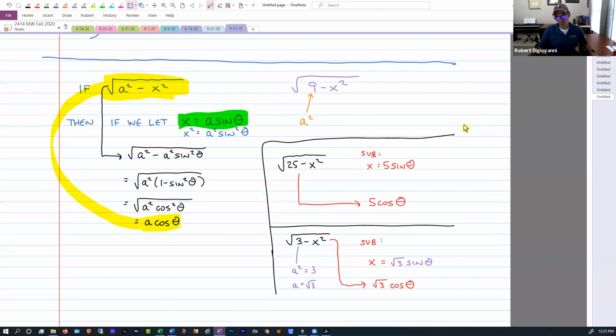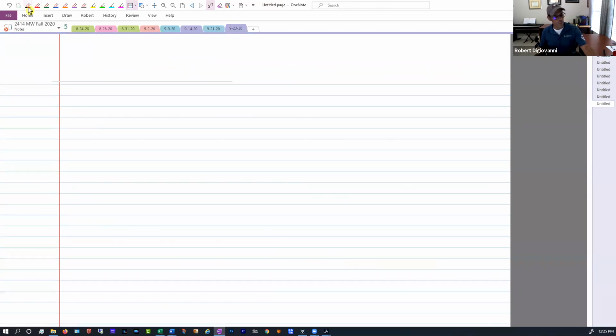Now, what if our expression was different? What if we had this instead? My first example was 9 minus x squared. What if we have x squared minus 9? Well, that's not the same thing, right? 9 minus x squared is not the same as x squared minus 9. So I'm again going to suggest that we make a substitution. But the substitution that I'm going to use is not the same substitution. It's not a sine theta. It's actually going to be a secant theta.